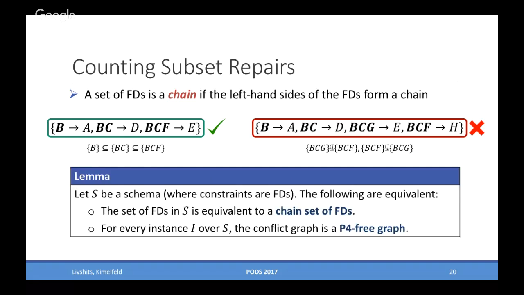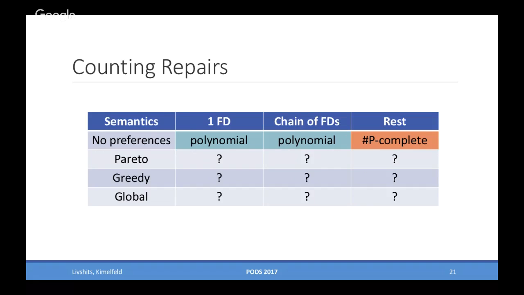Okay, and this is what we actually showed. We showed that for every instance I over the schema, the conflict graph is a P4 free graph if and only if the set of functional dependencies in the schema is equivalent to a chain set of functional dependencies. Okay, so this is what we have so far. Note that a single functional dependency is always a chain. So in the case of a single functional dependency, we have a polynomial time algorithm for counting the number of subset repairs. If we have a chain set of functional dependencies, then it's also polynomial. In any other case, the problem is #P-complete.